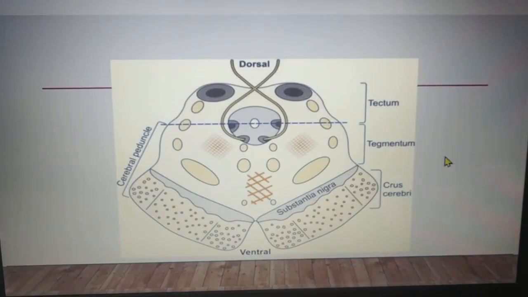Structures common at both the levels are crus cerebri and substantia nigra. There will be slight changes in the arrangement of the lemniscus and the presence of the nucleus of the cranial nerves at the level of tegmentum and tectum. So now we will see about the crus cerebri and substantia nigra. Crus cerebri is related with the white matter and the substantia nigra is related with the motor neuron. The substantia nigra is the large motor neuron layer.